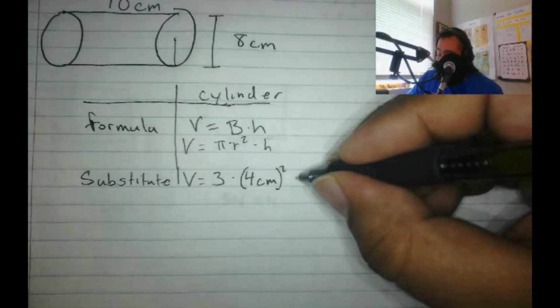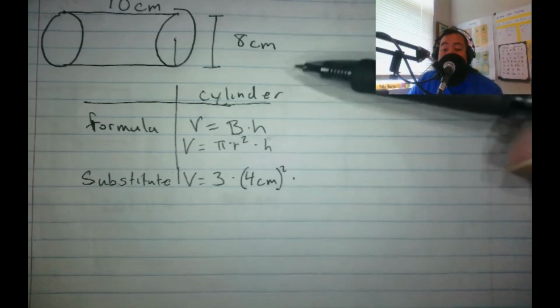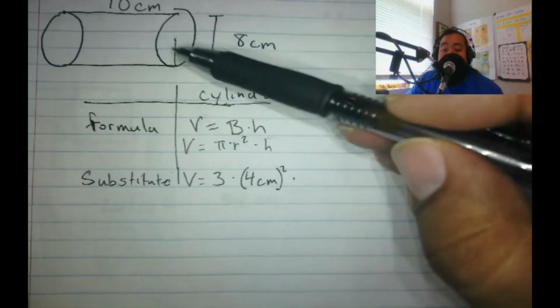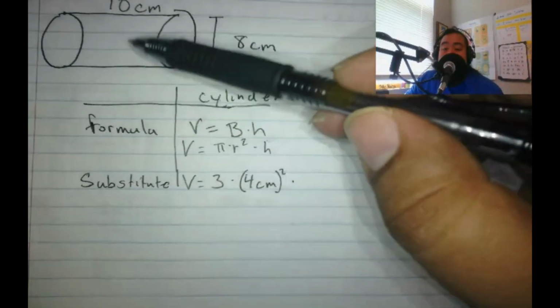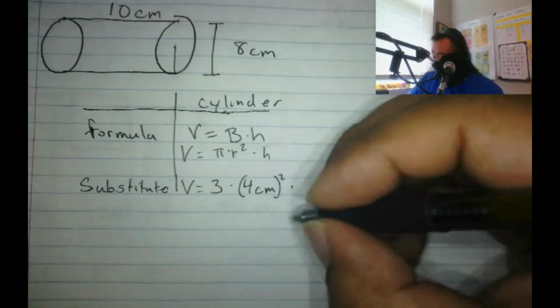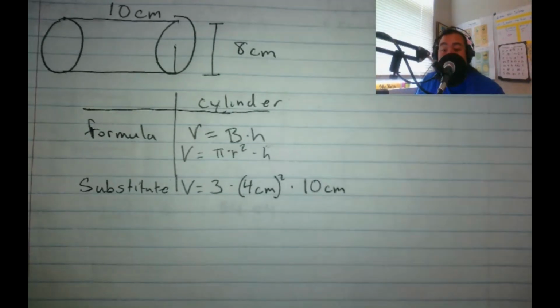Then the last part is times our height, and the height is just the distance between our 2 circles. So my circle's right here, my other circle's over here, and the distance between those circles is 10 centimeters. Alright, so let's go ahead and do the math.